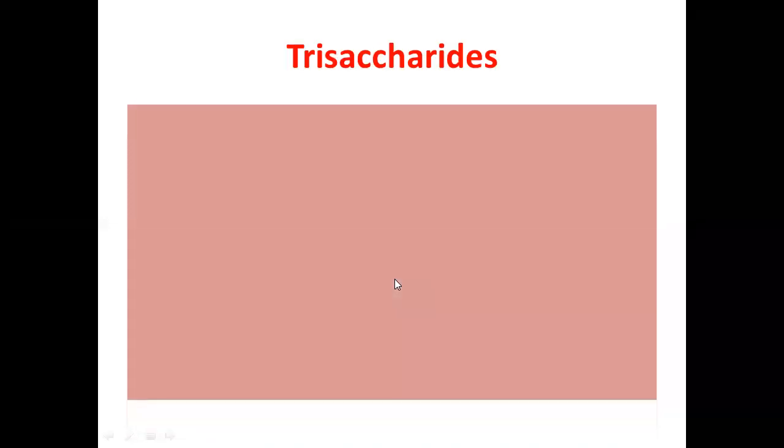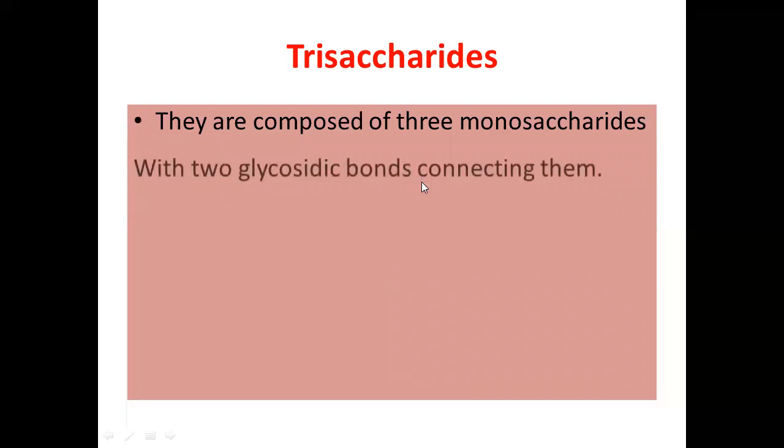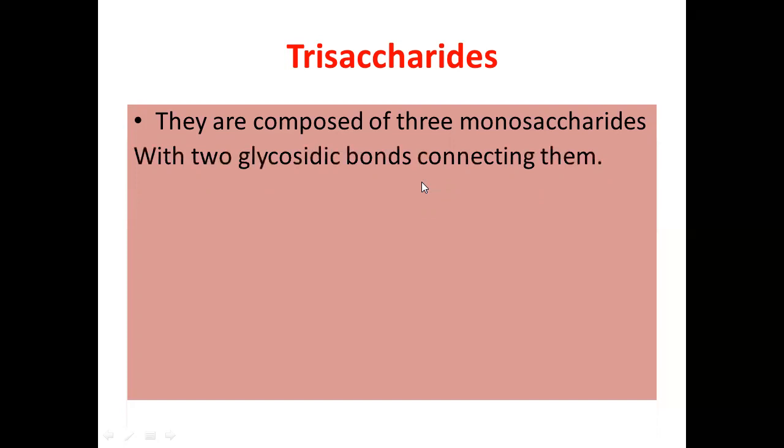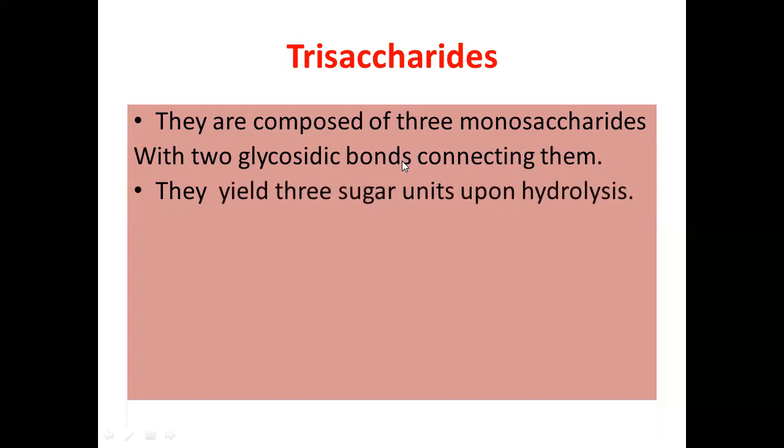Trisaccharides, from the name indicated, tri means 3 and saccharide means sugar units or glucose unit or monosaccharide unit. They are composed of 3 monosaccharide units, and those 3 monosaccharide units are linked by 2 glycosidic linkages, because the middle one is linked at one side with one glucose unit and at the other side with a second sugar unit. So that's why there are 2 glycosidic bonds in trisaccharides. And upon hydrolysis, they yield 3 sugar units.